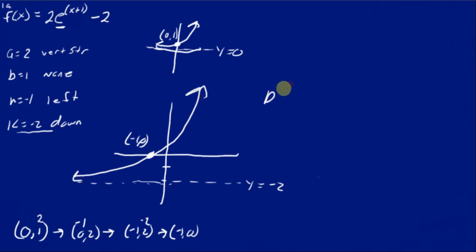Domain will always be set of x's such that x is an element of all real numbers. And the range is always going to be from the asymptote up, or if it was a reflection over the y-axis, it would be from -infinity up to that -2. That's all there is to it.